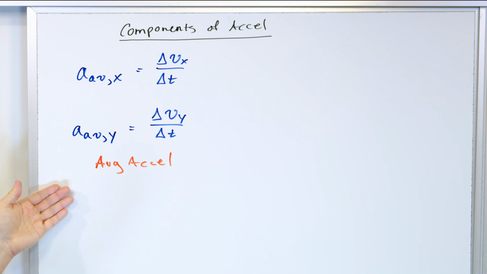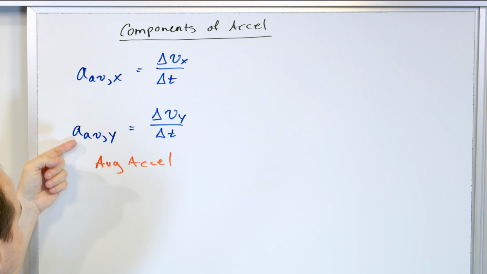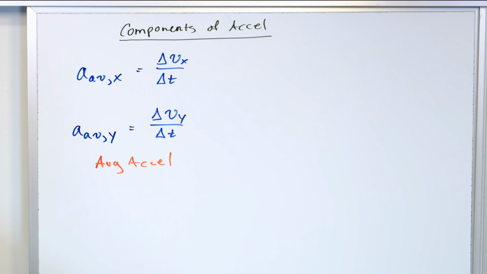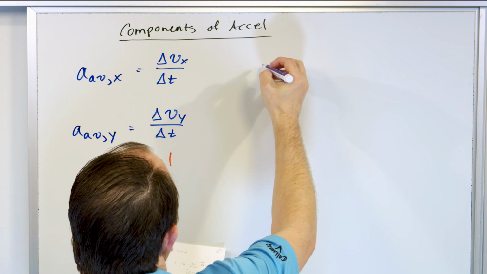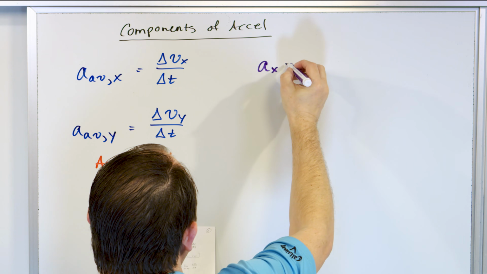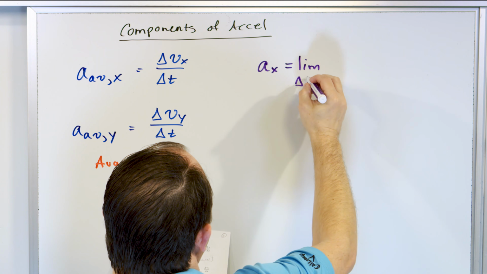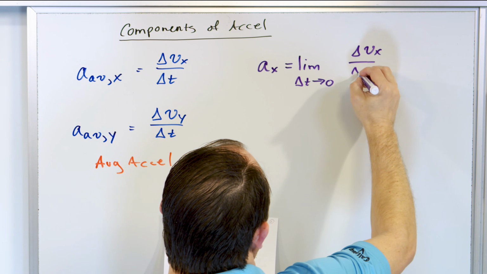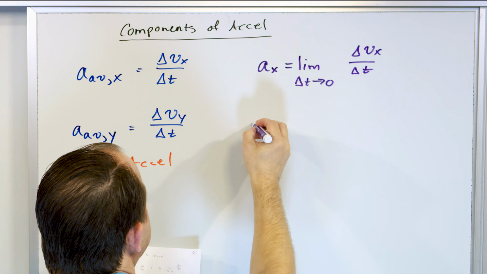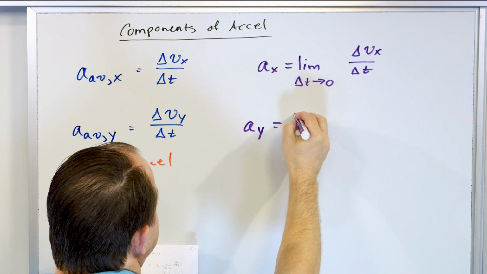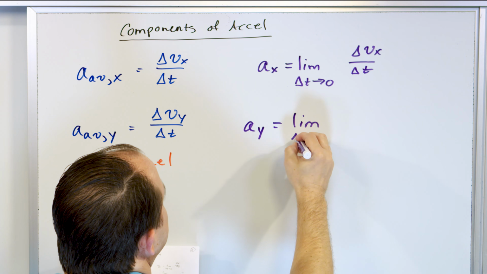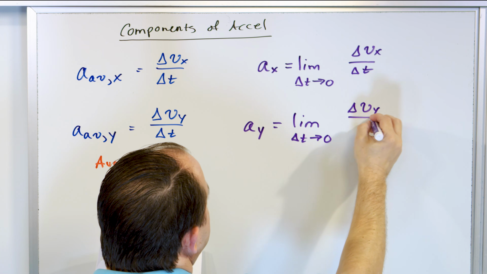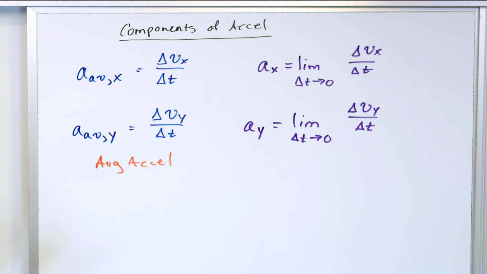If you had a z component, because you had 3-dimensional motion, you would have a z acceleration average, which would be the change in velocity in the z direction divided by the time interval. Now, we can write the instantaneous acceleration for each of these, and we can just say the x component of the acceleration is the limit as delta t approaches 0 of the exact same thing, delta v x over delta t. And then we can do the exact same thing right here. We can say that the y component of the instantaneous acceleration is the limit as delta t goes to 0 of delta v y over delta t. All right?